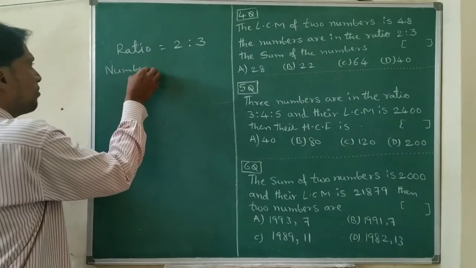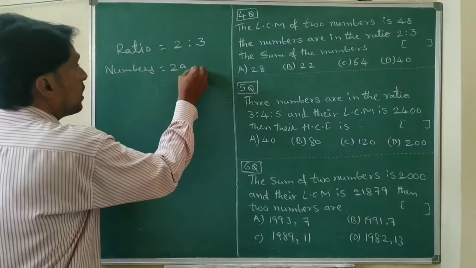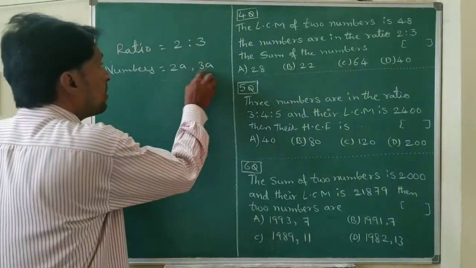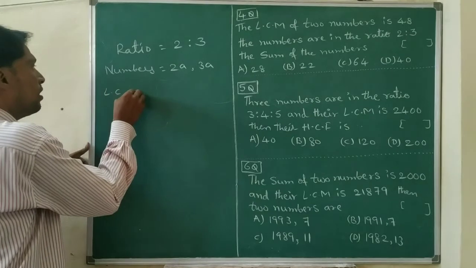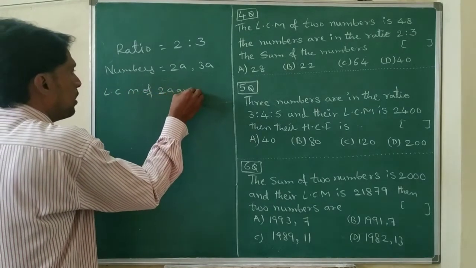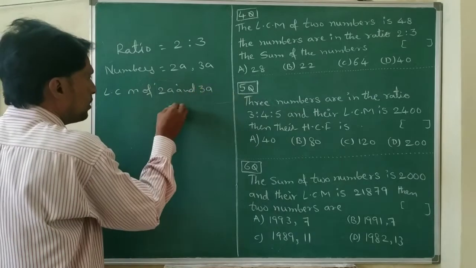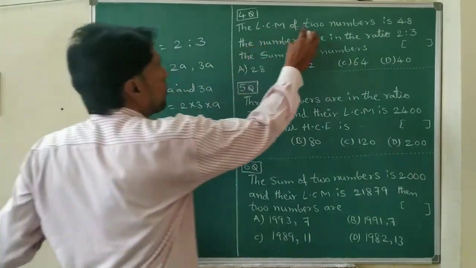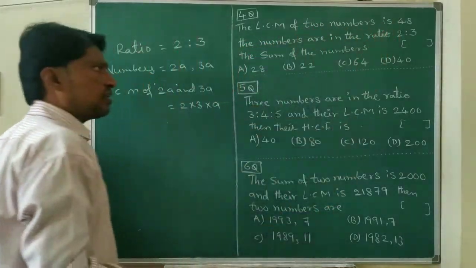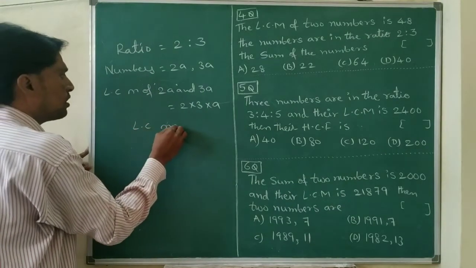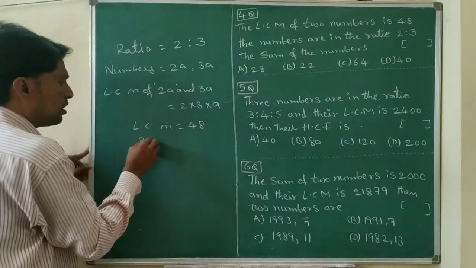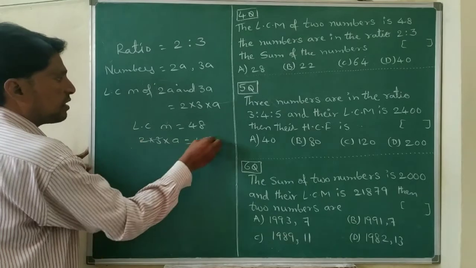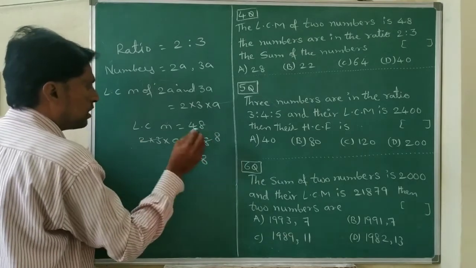So ratio equal to 2:3 means we have to take the numbers as 2A comma 3A. Now the LCM of 2A and 3A equals 2 into 3 into A, that equals 6A. According to the problem, the LCM of the two numbers is given as 48. So 2 into 3 into A equals 48. 2 3s are 6, 6 8s are 48. So we got the A value here, 8.